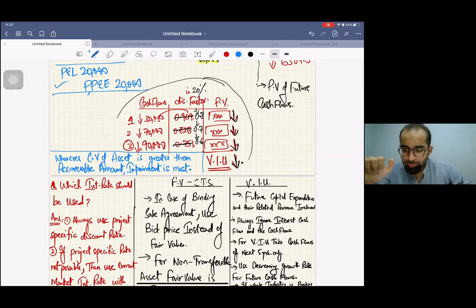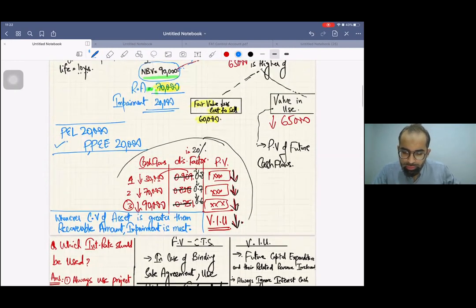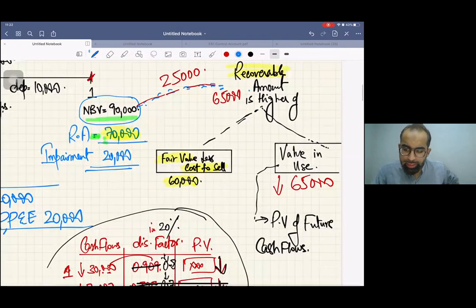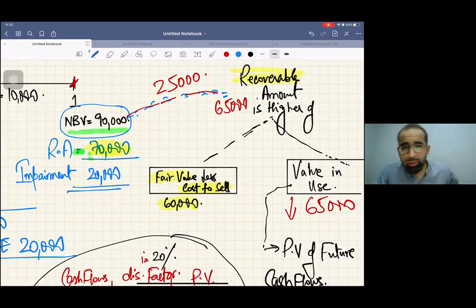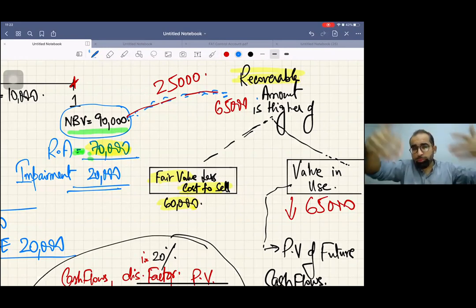First of all, you know this: recoverable amount is the higher of two things. One is fair value less cost to sell, the first benefit which we can obtain. The second is value in use, meaning the present value of future cash flows. When we come to value in use, we think that we are not selling the asset right now, but we will keep using it for the future, and this asset will generate future cash flows to us, including the final disposal cash flow.